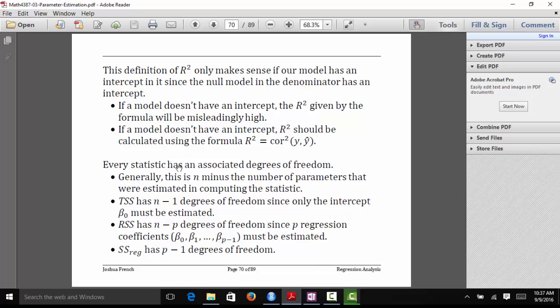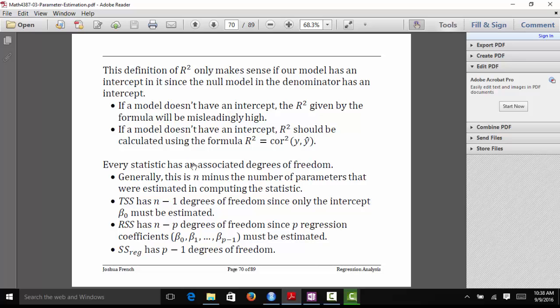One of the things that I have to emphasize about the definition of R squared is that it only makes sense if our model has an intercept in it, since the null model it's compared to has an intercept itself. If your model doesn't have an intercept, then computing R squared directly is actually going to give a misleadingly high value. So how can we compute a measure of model fit when our model doesn't have an intercept?